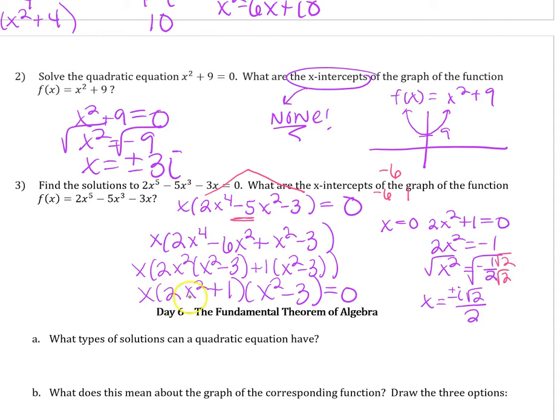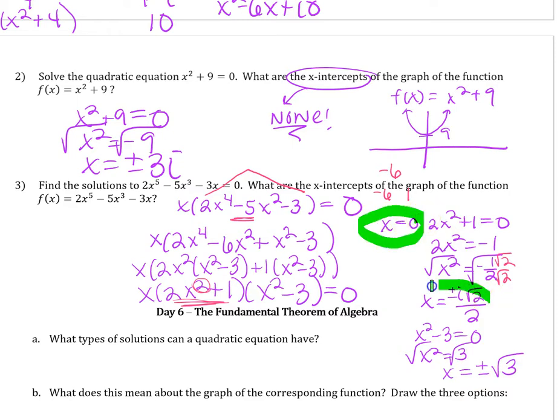So out of this portion right here, I got 2 solutions, which makes sense to me, based on the power of 2. And they were both imaginary, plus or minus i radical 2 over 2. Okay, and lastly, I had x squared minus 3 equals 0. So that gives me 2 more solutions, plus or minus the square root of 3. All right, let me highlight these. Okay, so my solutions, I got x equals 0, x equals plus or minus i radical 2 over 2, and plus or minus the square root of 3. Okay, those are my solutions.